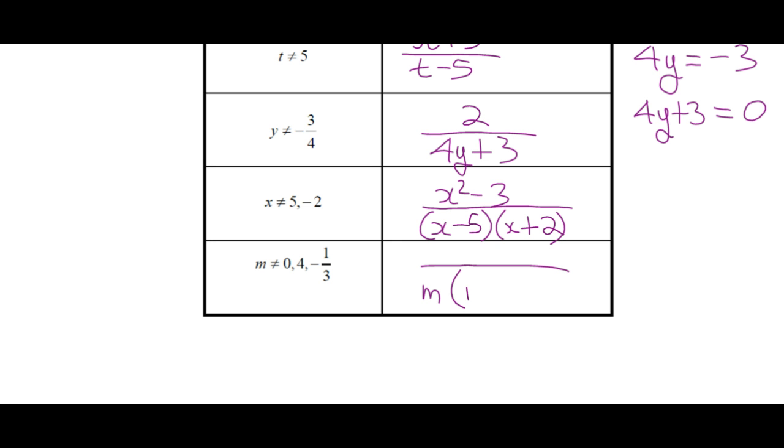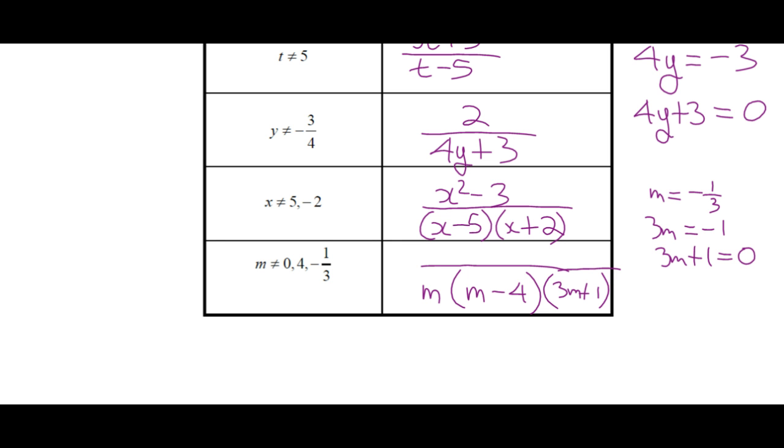Okay, so I need an m. I need an m minus 4. And what else do I need? 3m plus 1. Okay, so the only difficult one there is the m is -1/3, right? So just do this. m is -1/3. 3m is -1. 3m plus 1 is 0. I want an expression which will evaluate to 0 when m is -1/3. That is the expression, right?